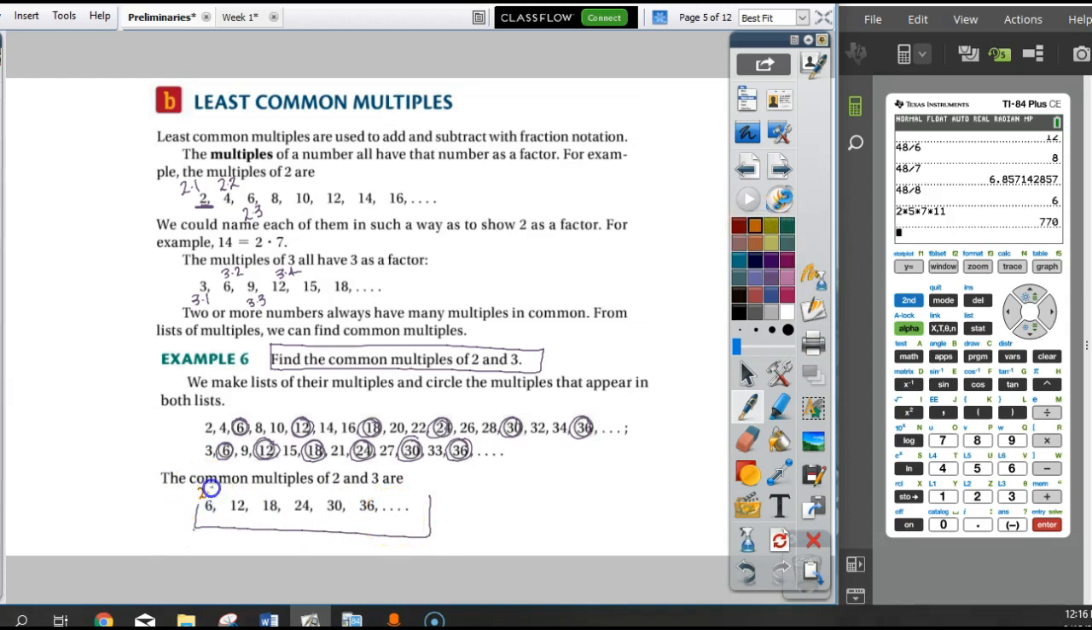So 2 times 3, so you can see they both go into 6. 2 times 6 and 3 times 4. Since they are both factors of these numbers, they are common multiples.